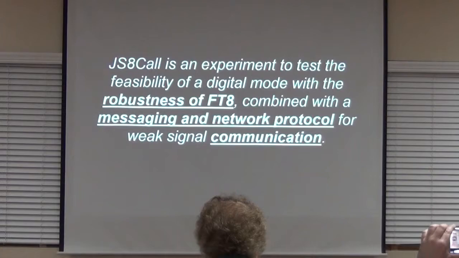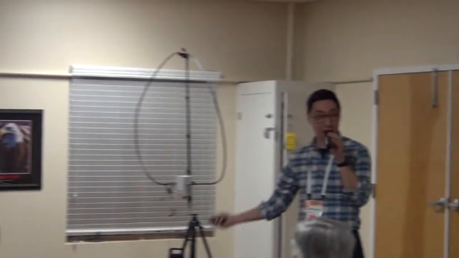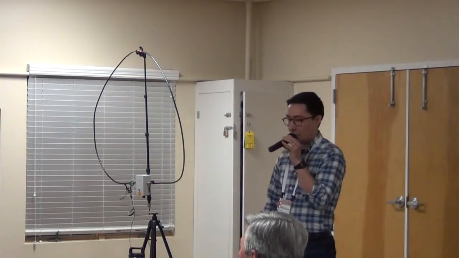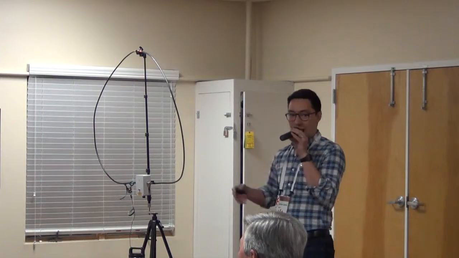FT8 is great if you want a lot of contacts fast, but it's really difficult to send anything more than a signal exchange and a grid. There is a free text box, but you're limited to 13 characters, and you have to go back and forth, and it's very difficult. So JS8 allows you to actually communicate. You can use the same properties of FT8, but actually communicate with freeform text messaging.